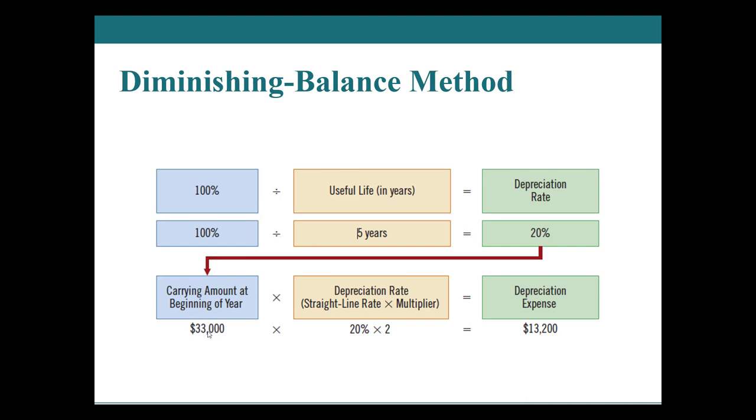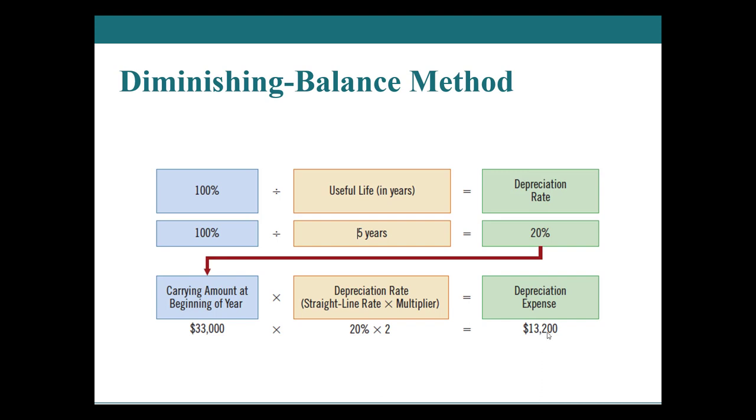So we start off with the entire amount at the beginning, the $33,000, and we multiply it by our depreciation rate. For this example, we are saying that the multiplier is 2. The question will give you a multiplier, and we would apply that to our straight line depreciation rate. Because the useful life is 5 years, 100% divided by 5 years means our depreciation rate is 20% per year. Times our multiplier, 33,000 times 20% times 2 equals a depreciation expense in the first year of $13,200.